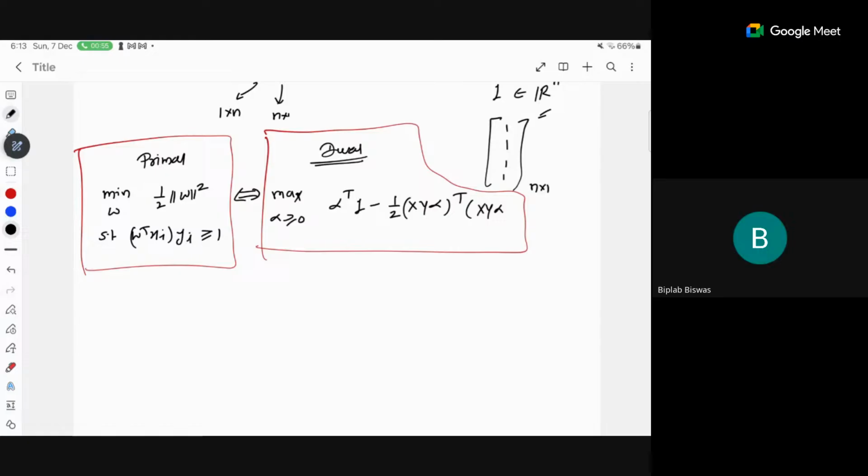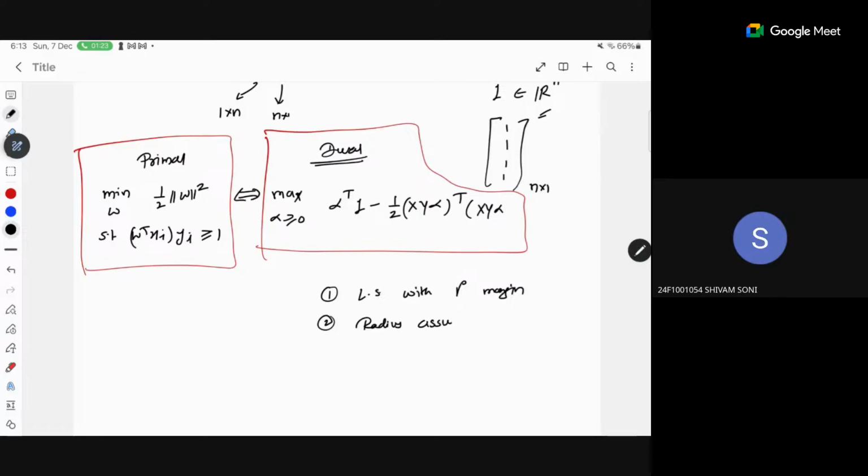Can anybody tell me what the three assumptions are? Linear separability and the constraint W transpose x y greater than or equal to 1. One is linear separability with a gamma margin. Yes, gamma margin. The second is the radius assumption.